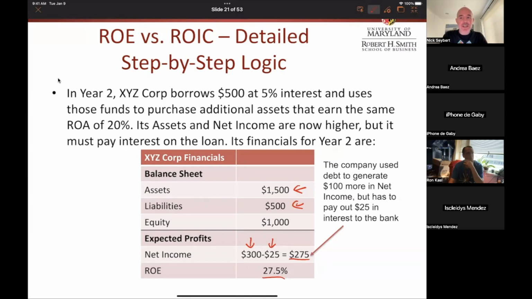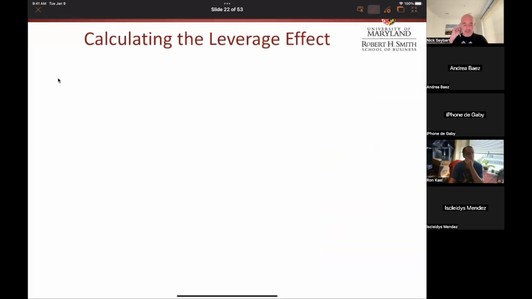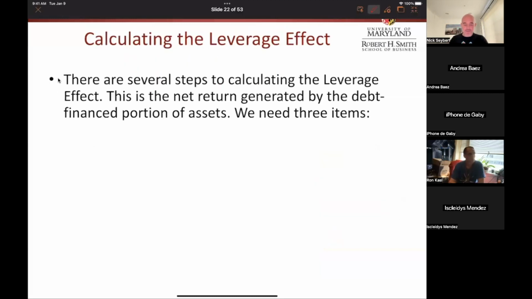And the intuitive reason is each dollar of debt that they use to purchase assets is generating a 20% return, and they've only got to pay 5% out to the debt holders. So they're pocketing the difference there. Okay, now it's a little more complicated than that. We'll get to that in a second. But this is the logic of how debt or leverage affects a return.